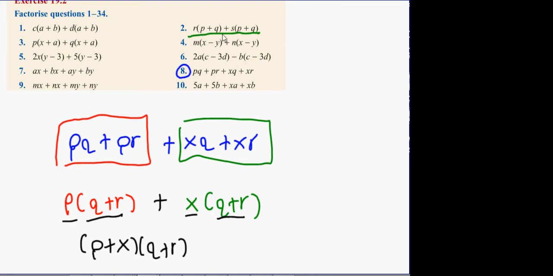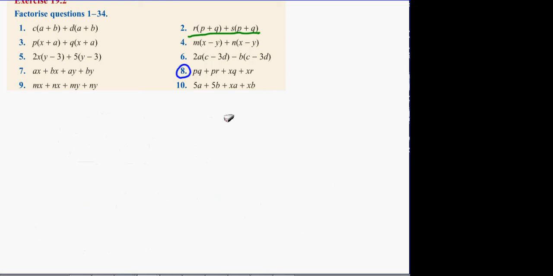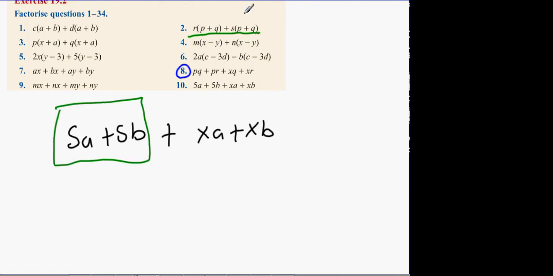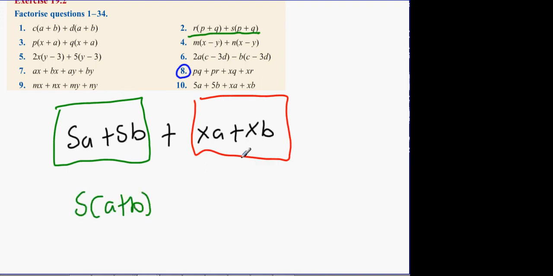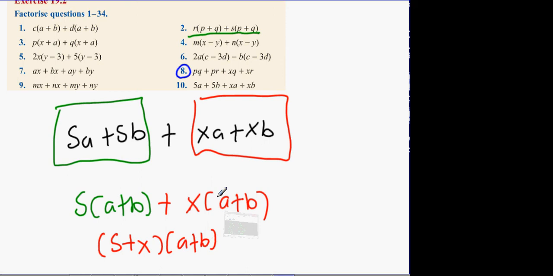Alright. Number 10. Okay, Connor, ready? You're going to tell me how to go about doing this. What did I say last time? Treat it as 2 different questions. So, can you do the green question for me, please? 5 bracket A plus B. What's the second answer then? Plus X bracket A plus B. You looking, guys? And now, what's the answer to this one? 5 plus X, and A plus B. Perfect. Okay, that's this one.